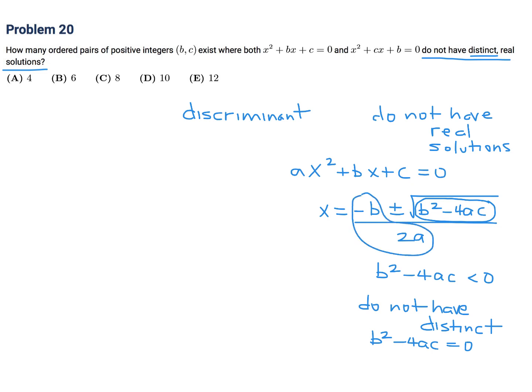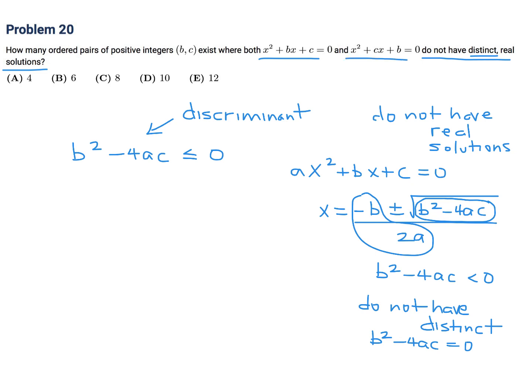Got it? So if we put these two things together, really what we're saying is we want b squared minus 4ac, the discriminant, to be either less than or equal to 0. Okay, so that needs to be explained instead of just saying that and then moving forward. Now, let's apply that to both of those equations.